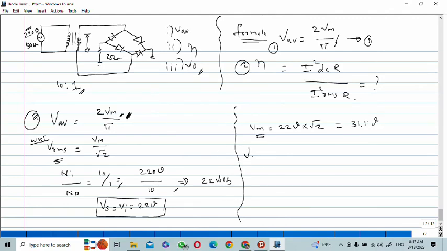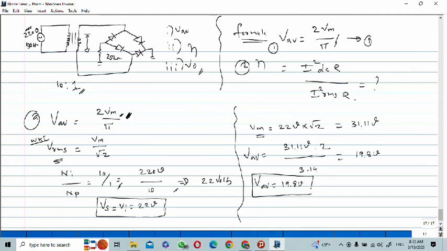Just if we substitute the formula, V average equal to 31.11 volt multiplied with 2 over 3.14. Finally, by solving this, we are going to get 19.8 volt. That means V average equal to 19.8 volt.